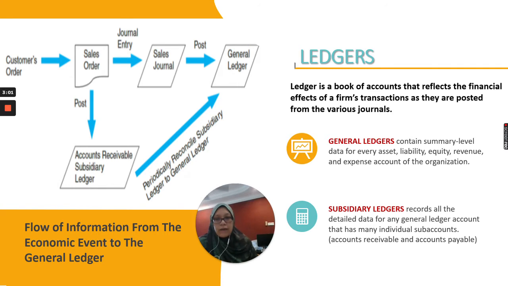So if you refer to this figure, this is the flow of information from the economic event to the general ledger. Okay, they capture the customer's order, they use the source document that we discussed just now, the sales order, and then they enter it into the sales journal. So this is the symbol of the document, and the symbol of entering into the system, and then they post to the GL. At the same time they also post to the subsidiary ledger, the account receivable subsidiary ledger, and then at the end normally they will periodically reconcile the subsidiary ledger to the GL, so that this is one of the controls to confirm the transaction. Okay, so this is how they capture data and store the data.